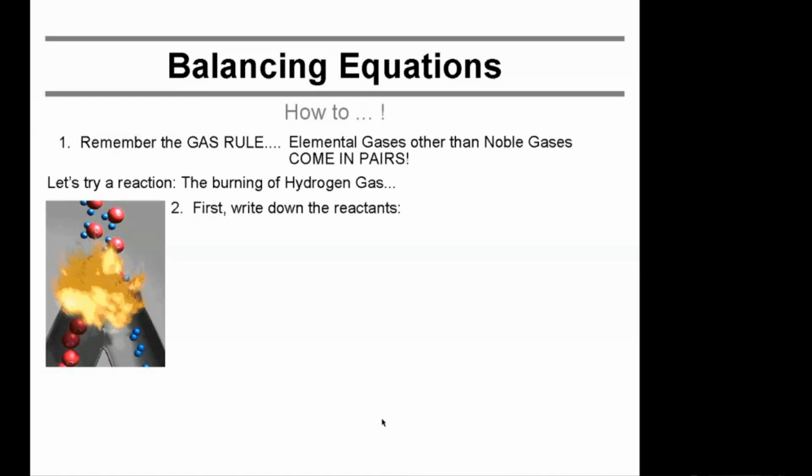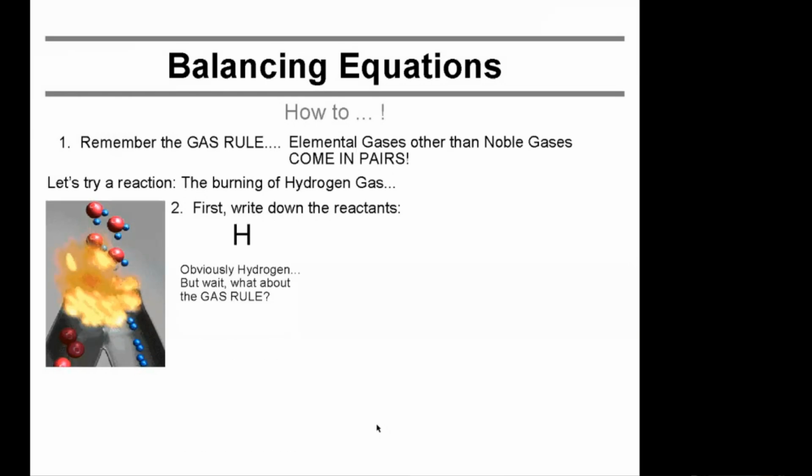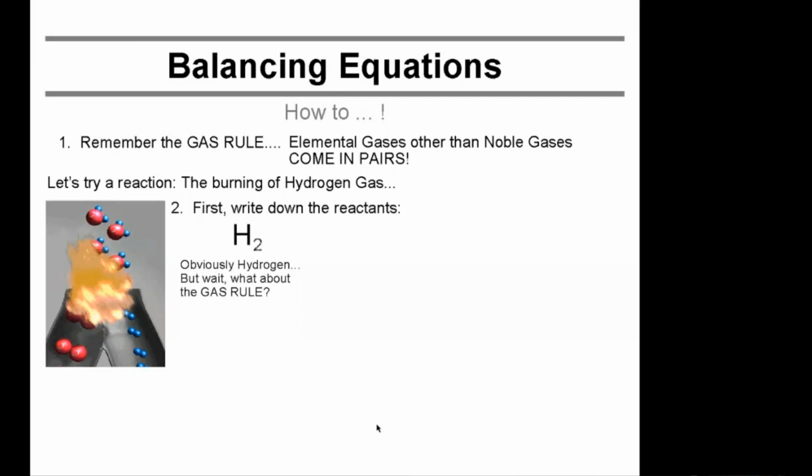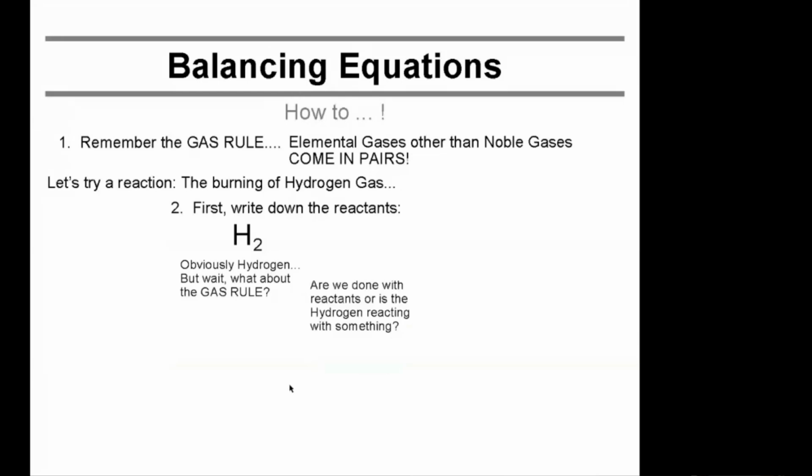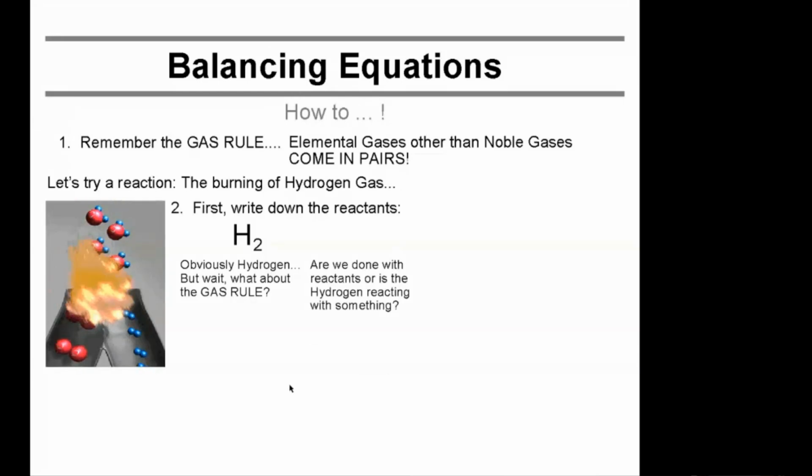So what we're going to do first is write down the reactants. What do we have? What reacts here? Well, we have hydrogen, definitely, and we also have oxygen. But wait a minute, hydrogen, what about the gas rule? It comes in pairs, H2. You can see that right here. And hydrogen needs to react with something. That is our oxygen, which also comes in pairs, O2. So let's write it down in a raw formula. So H2 plus O2, put those two together.